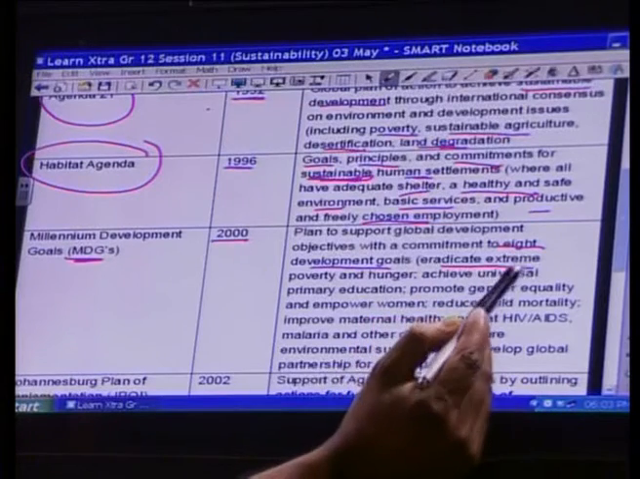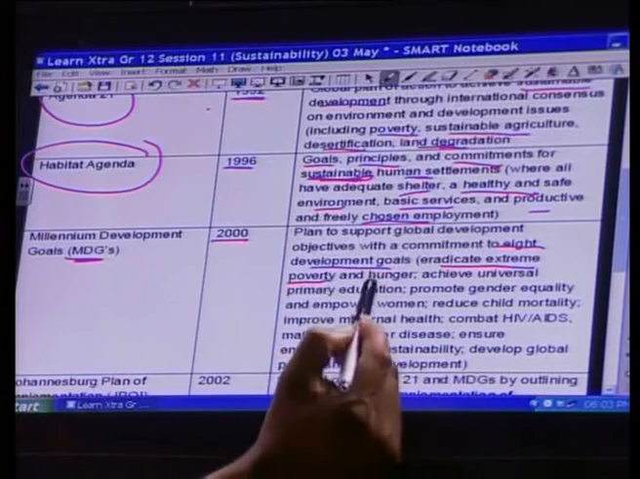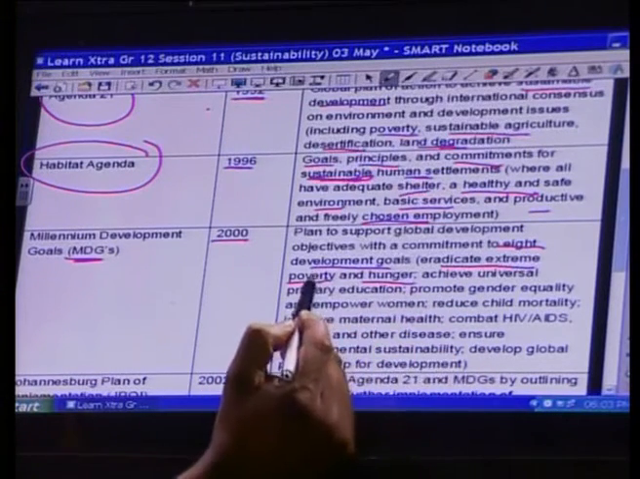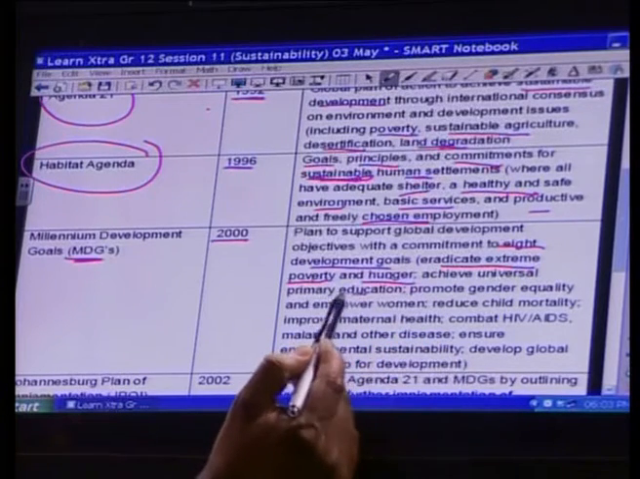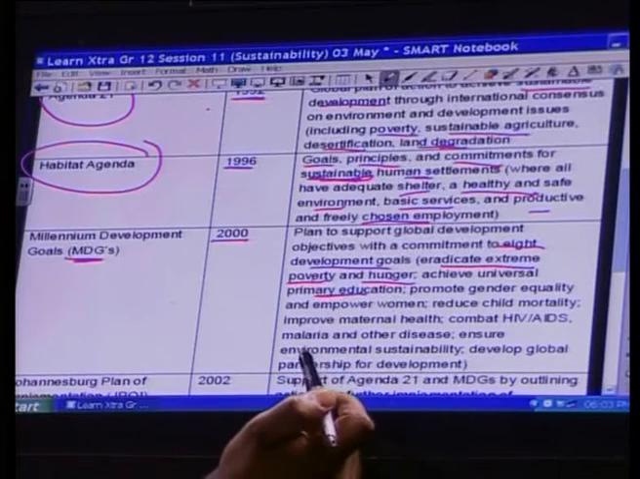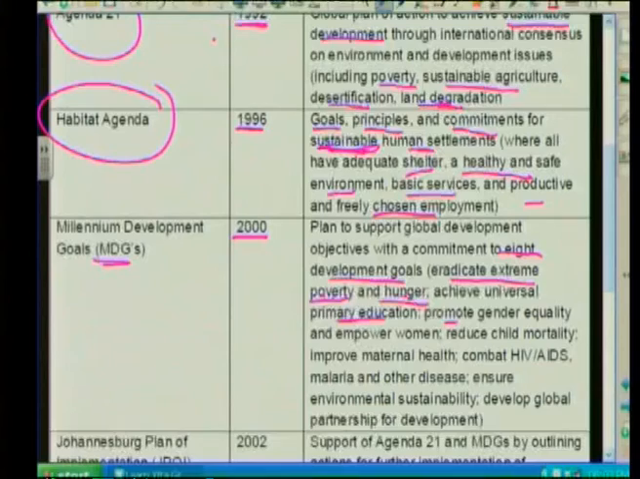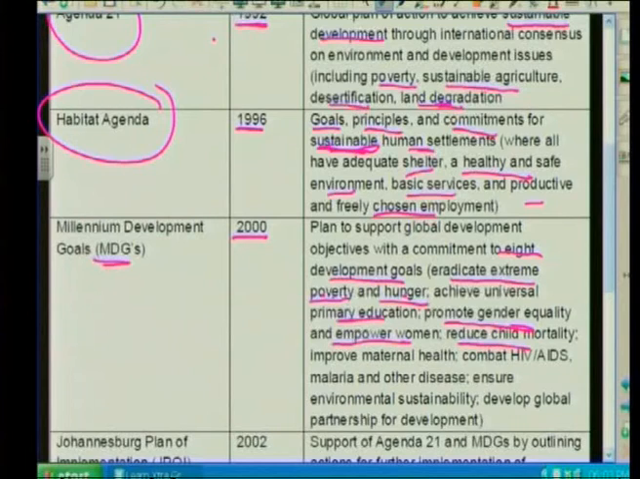If we look closely at the 8 development goals, these are the eradication of extreme poverty and hunger. Remember, poverty and hunger are closely related. Achieve universal primary education. Remember, in most developing countries, primary education serves as a luxury. We are quite fortunate in South Africa that it is compulsory for all children to attend school, especially primary school education. Promote gender equality and empower women. Reduce child mortality, another term, infant mortality.